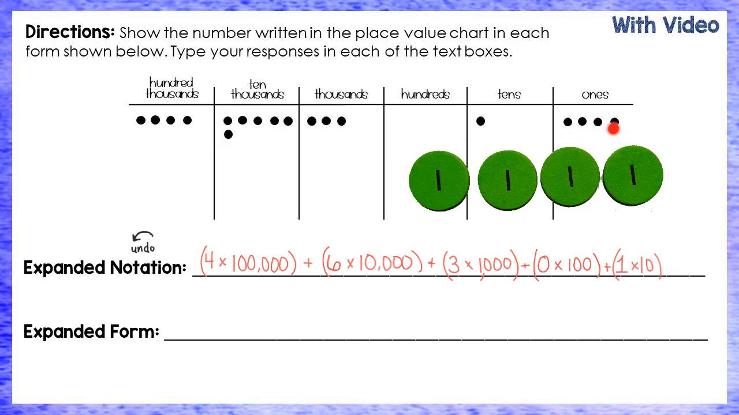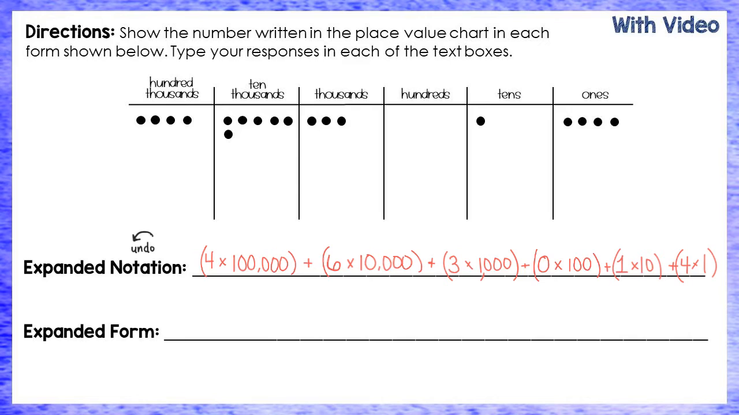Now in the ones place, there are 4. And here's a larger view of it. Each of these dots represents 1. 1, 2, 3, 4. So we have 4 times 1. There are 4 ones. That is what expanded notation means.